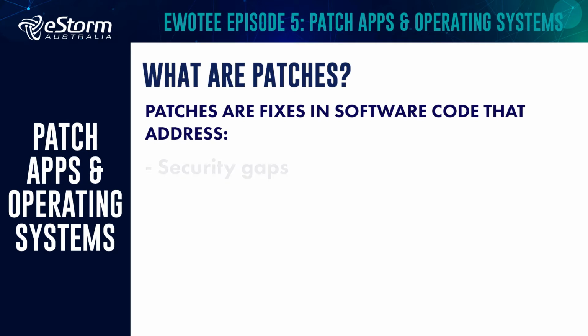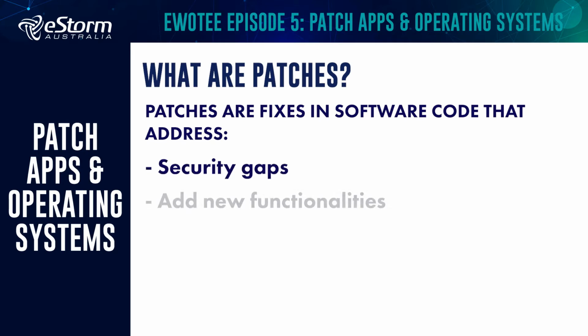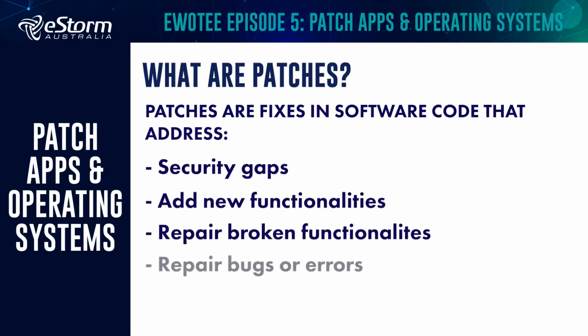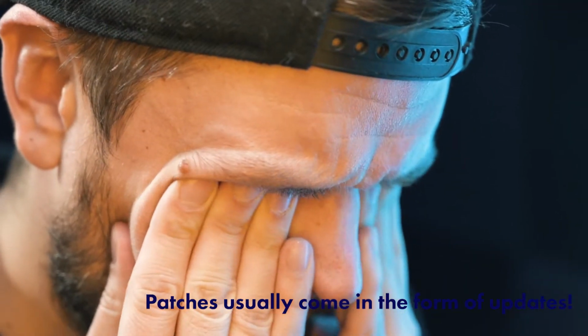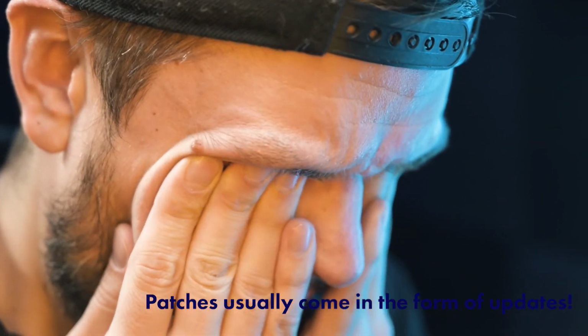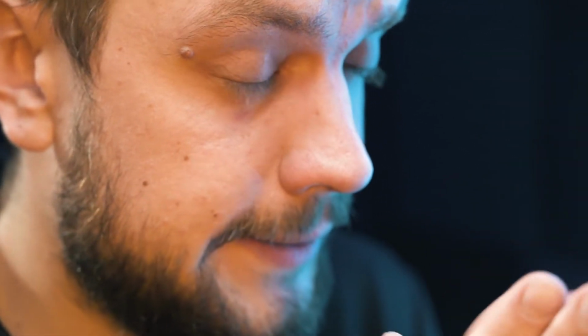Patches are fixes in software code that address security gaps, add new functionalities, or repair broken functionalities. These patches usually come in the form of an update, for instance, the notifications you've inevitably received for Windows 10, Adobe Reader, or Android or Apple system updates on your phone. Everyone dreads these updates, but it's vitally important we stay on top of patches to minimize security risks.